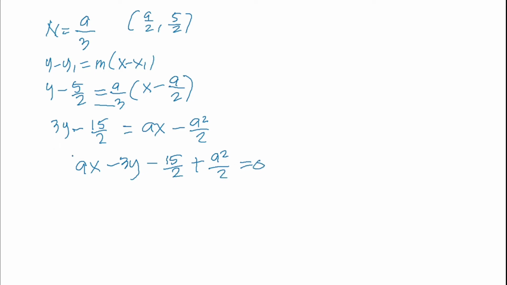So we could simplify first, or you could multiply by 2. So we have 2ax minus 6y minus 15.